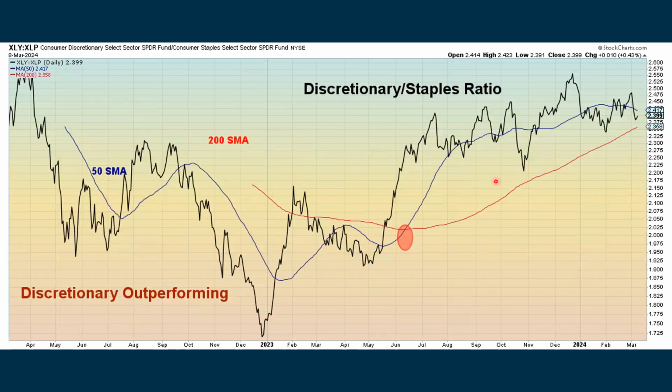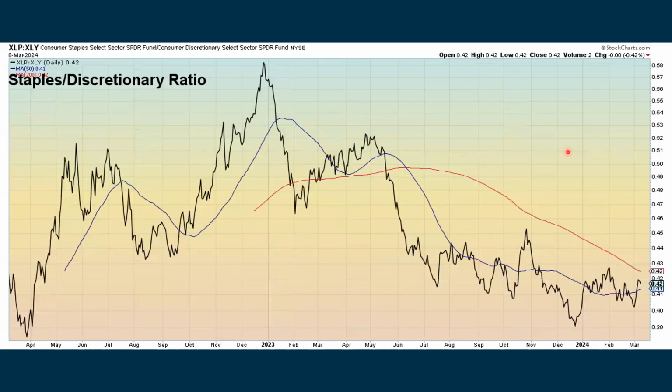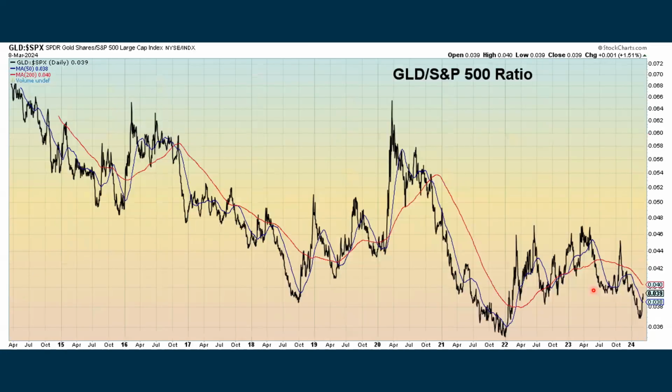Discretionary, even though it's been a disappointment when you compare it to the S&P, still has a tendency to outperform staples. Even though it's been pulling back and chopping sideways, it's still in a longer-term uptrend. Here's an inverse of that same chart showing how staples have been in a downtrend when compared to discretionary.